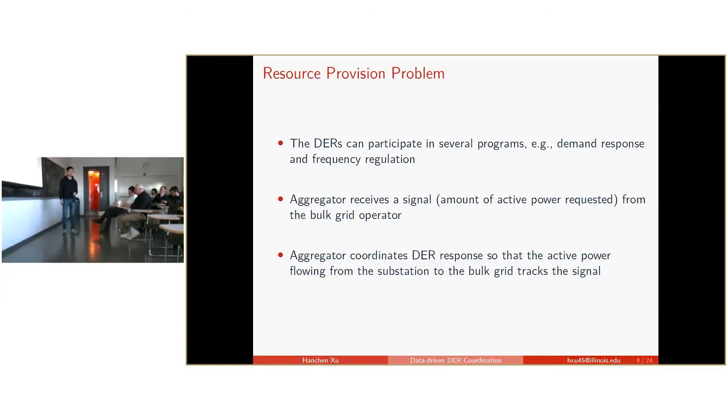The problem that we are attacking is how to coordinate the set of distributed DERs so that they can collectively provide some resource to the bulk grid. This is encouraged by the existing market schemes in most of the United States electricity markets. For example, they can participate as a demand response resource or as frequency regulation providers. The setting is that the aggregator of the DERs will receive some signal which asks them to provide some requested amount of resource, for example, active power or reactive power. Then the aggregator needs to coordinate the DERs so that the total provided resource will match the requested number. So the problem is quite straightforward.